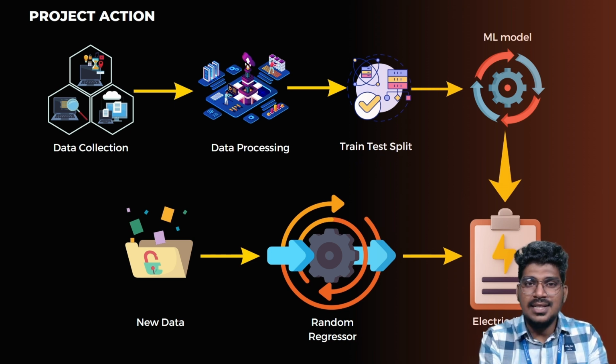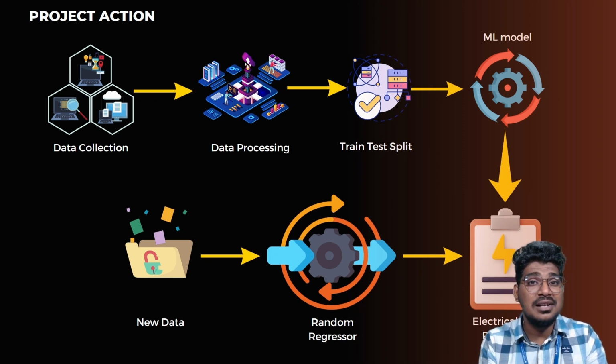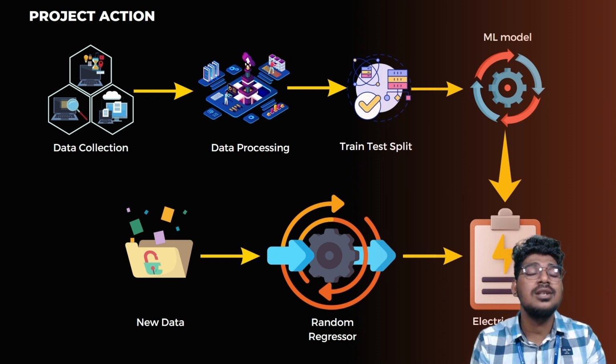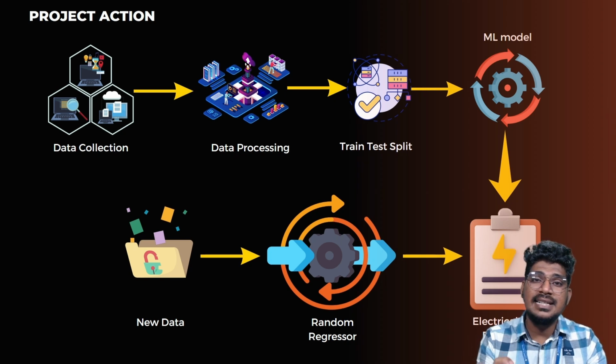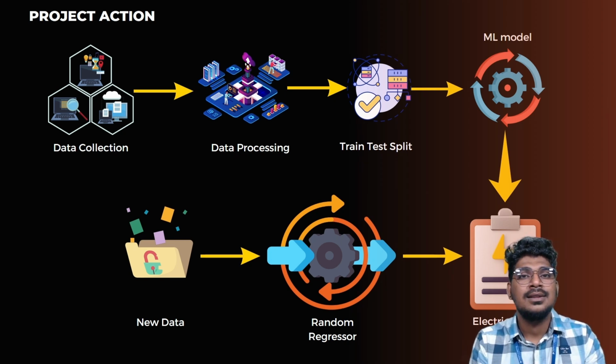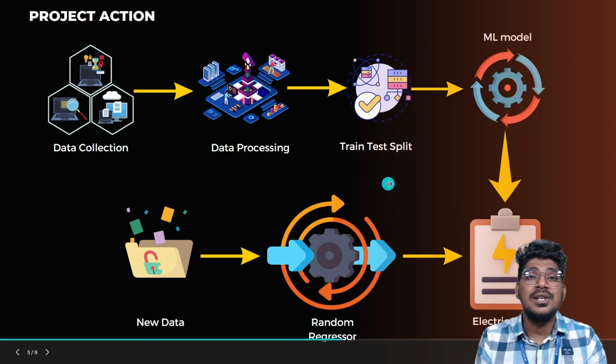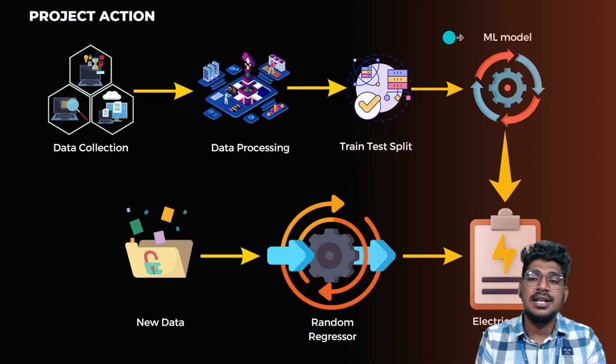After creating the training data and also the testing data, we are going to create a model for our particular target. What is our target? Like today, electricity price prediction. That means we are going to choose the random regression algorithm. So the machine learning model with the help of random regression will help to predict the prices of the electricity. Once you create the model, it will be trained with the help of the training data set. That is the trained model.